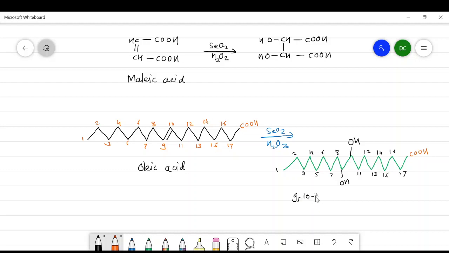It is known as 9,10-dihydroxystearic acid, and these OH groups are trans to each other. Therefore, it is a trans-9,10-dihydroxystearic acid. In this way, trans-hydroxylation is also possible in the presence of SeO2. With this, we will wind up this lecture, and we will see a new reagent in the next lecture.